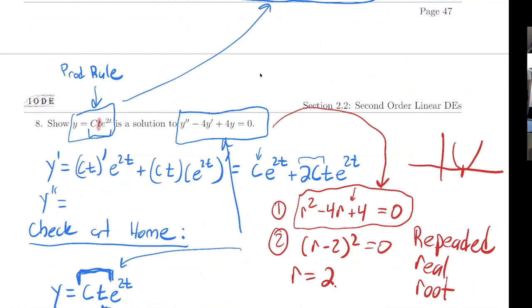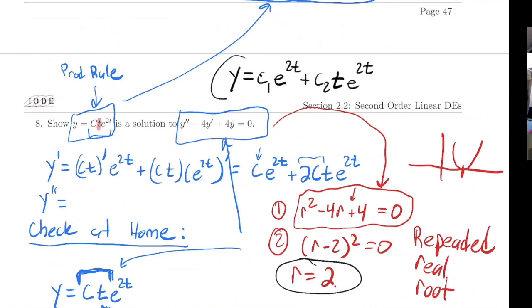Yeah. So to wrap up this one, since we didn't state the solution, the general solution to this one would look like, since we found one repeated real root, c1 e to the 2t plus c2 t e to the 2t. So that's what this general solution would look like.